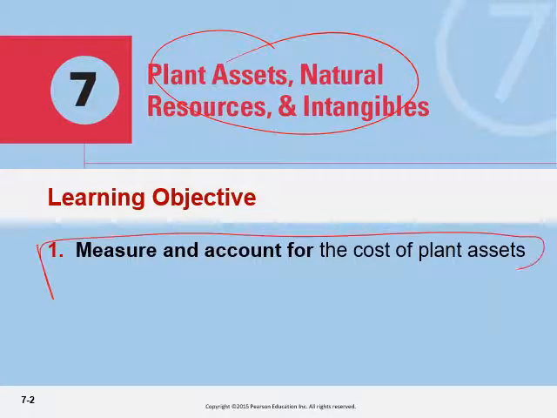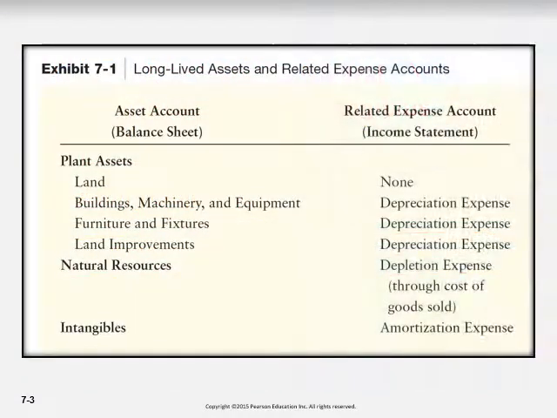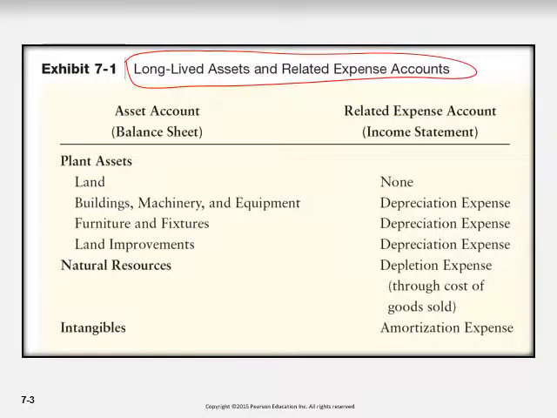So today we are starting our chapter 7, which is plant assets, natural resources and intangible assets. Our first learning objective is to measure and account for the cost of plant assets. Plant assets are basically long-lived assets or fixed assets, and this is how they are recorded on a balance sheet. They are known as land, building, machinery, equipment, furniture and fixtures, and land improvement.